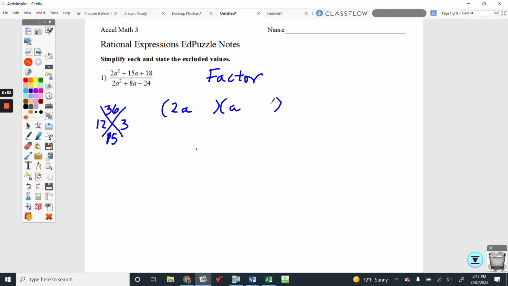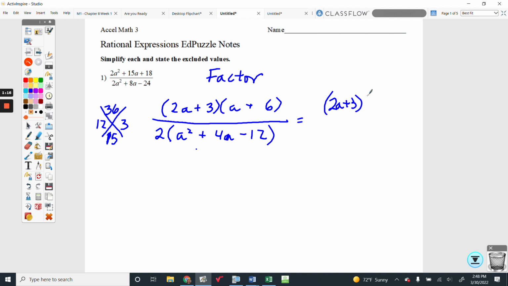I need to make a 12. So I'm going to put a 6 over here. And then I need to make a 3. And I know that 3 times 6 is 18, so everything looks like it's going to be fine there. And then my denominator, I can pull 2 out first, making that much easier to factor. And so I have 2a plus 3 over a plus 6.